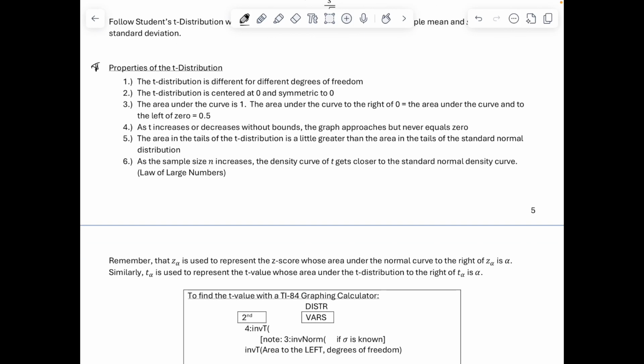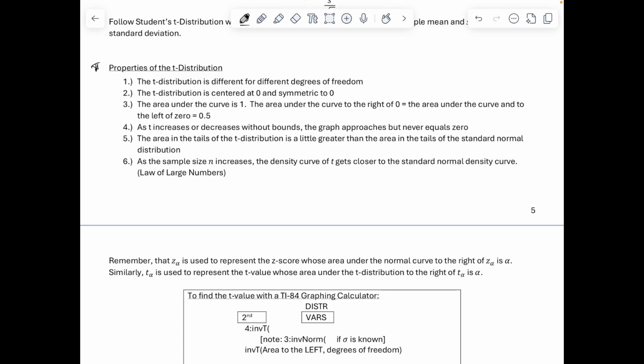First one says the t-distribution is different for different degrees of freedom. 2, the t-distribution is centered at 0 and is symmetric about 0. 3 says the area under the curve is 1. The area under the curve to the right of 0 is equal to the area under the curve to the left of 0, which equals 0.5. 4, as t increases and decreases without bounds, the graph approaches but never equals 0.